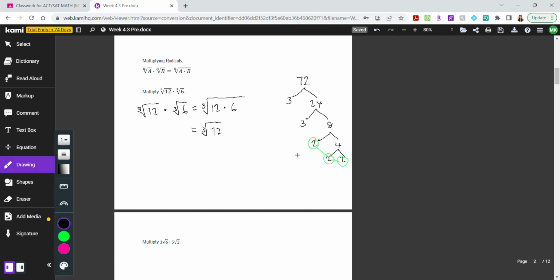So let's see. We will write it as 2 cube root, and then since these two numbers were not repeated 3 times, we're going to multiply them with each other. So you get 3 times 3, 9. All right, so that's why your answer is going to be 2 cube root 9, because you have one group of 3 in 2, and 3 times 3.